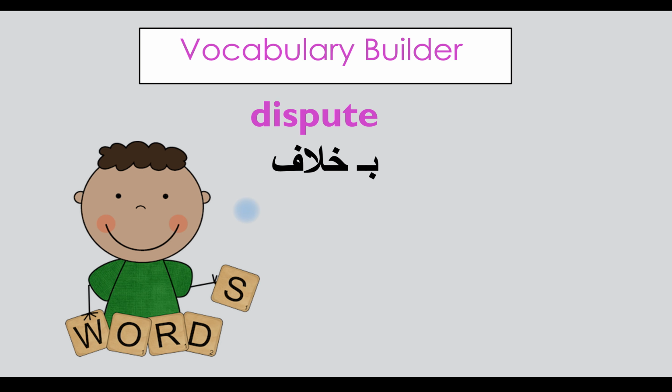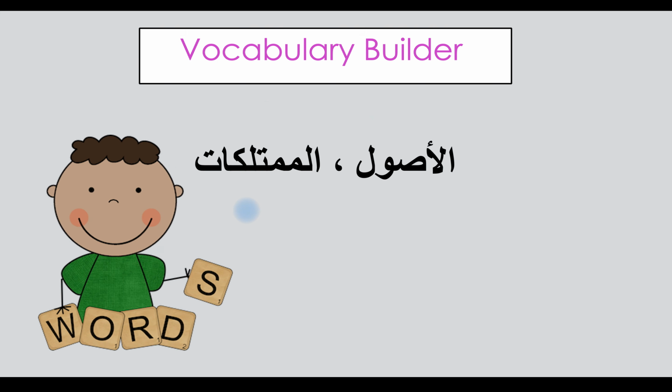Now that one is dispute. Dispute, which means there is a strong disagreement or an argument. That one is a very important word as well, which is asset, which is the property, for example, or the valuable things that are owned by a person. Assets.